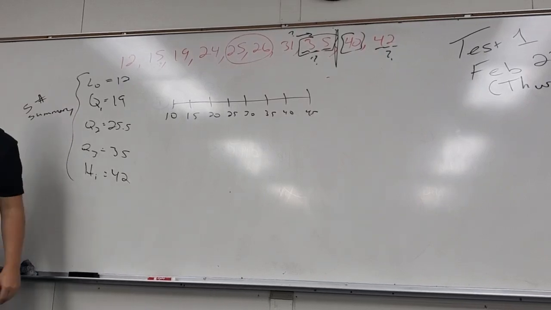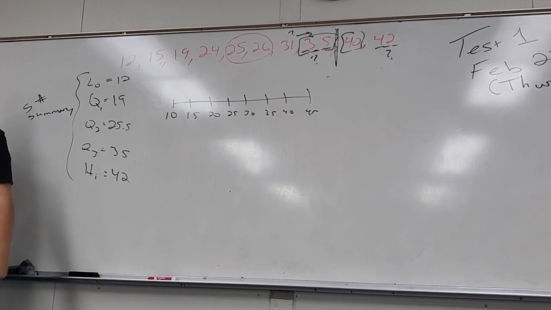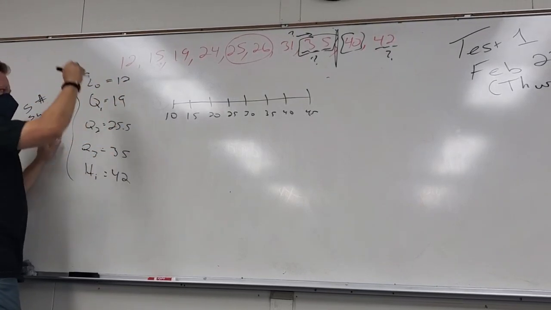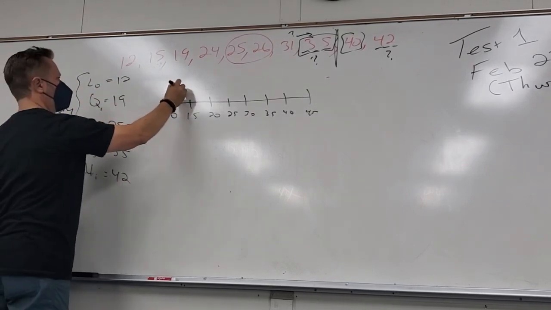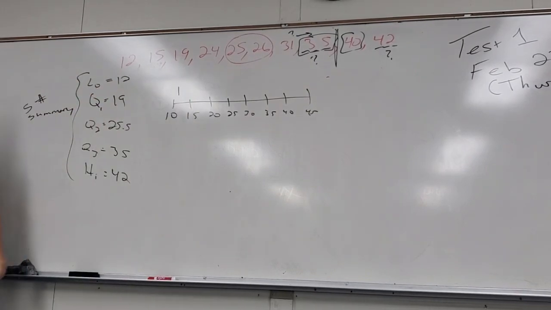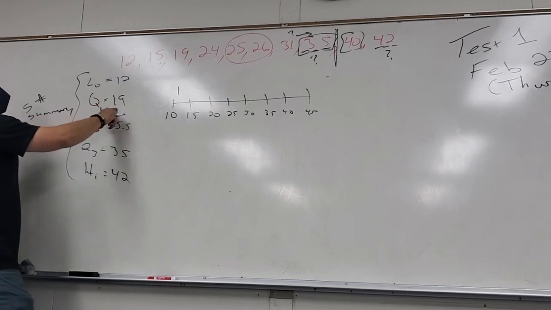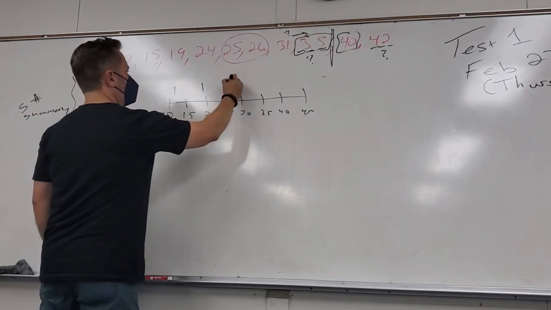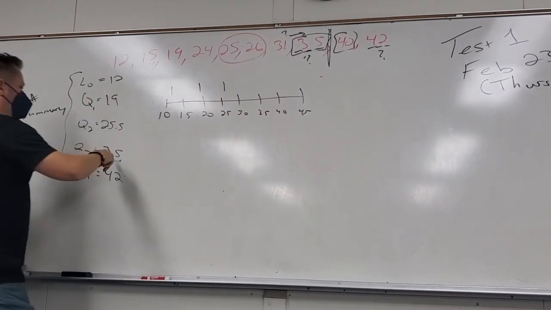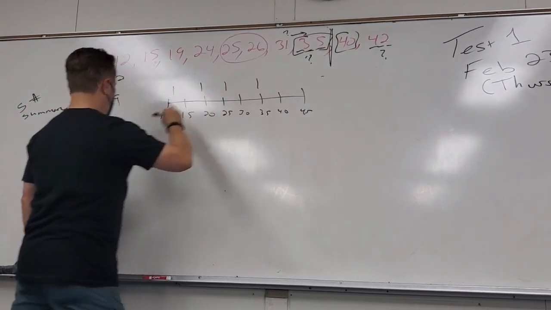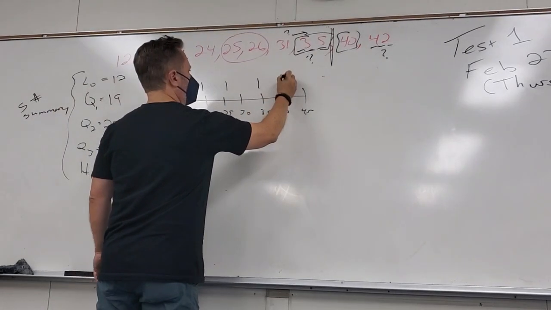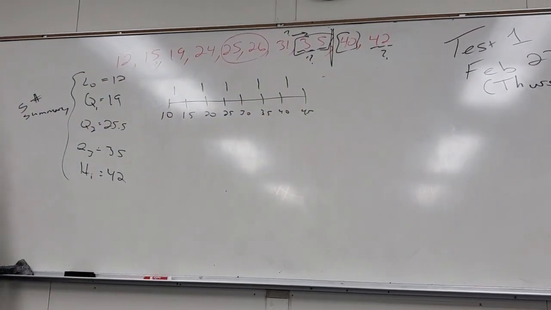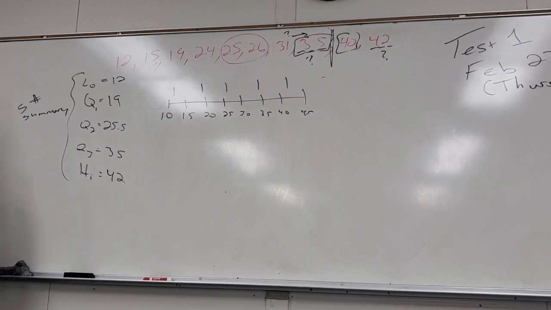Instead of a little point like you used to do on the number line, we're gonna do something weird. Above each one of these, I'm gonna put a line. So above 12, I'm gonna put a line. Keep going. Above 19, put a line. Above 25.5, put a line. 35, put a line. 42, put a line. I made some pretty symmetric stuff. That's just weird, yes?